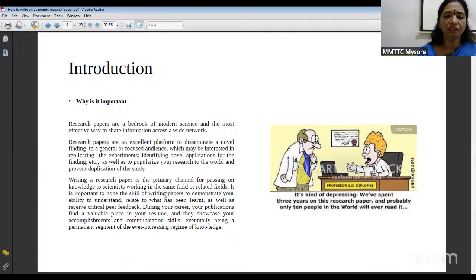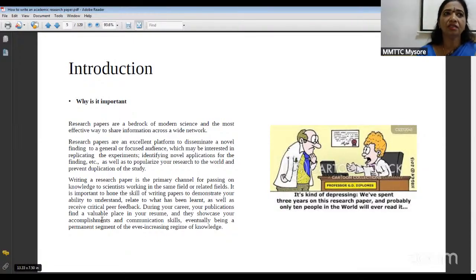That is why writing and also publishing a research paper is very important. It is important to show our skill of writing papers, to demonstrate our ability to understand and relate to what has been learned, as well as to receive critical peer feedback. So we will get critical feedback from the reviewers. If you carefully write the paper and submit it to the journal, it will not be accepted at once. They will send the papers to critical reviewers, or experts in the particular field, and they will ask their opinions, and the reviewers will make critical comments, and you have to answer those critical comments.